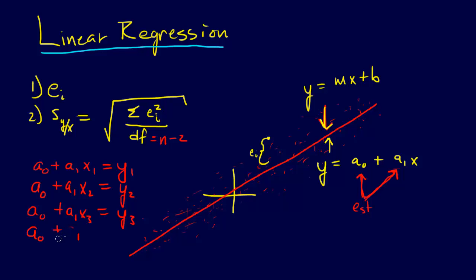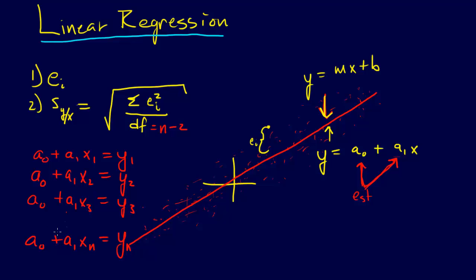So let's put our little dots in here. Dot dot dot, a naught plus a1 xn equals yn, where n is some huge number. We have lots of data points. So this is our system of equations, and if you look at this system, we can actually factor this out to be a matrix equation system, just like we've done before.